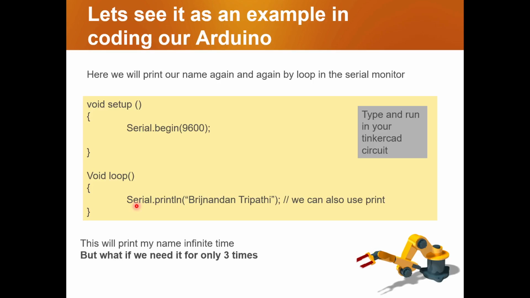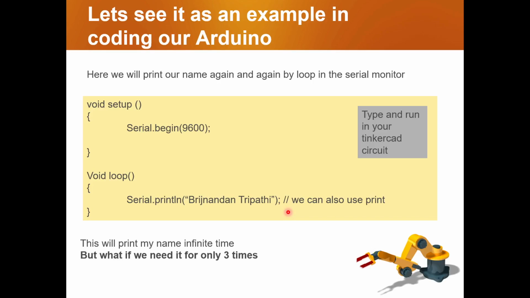Now I have written it in void loop and this is going to repeat every single time. There is no end to that. So it will print an unlimited, infinite number of times. Since I have put it in loop and there is no end to it, it is called an infinite loop. That means our name will be printed multiple times without any stopping.